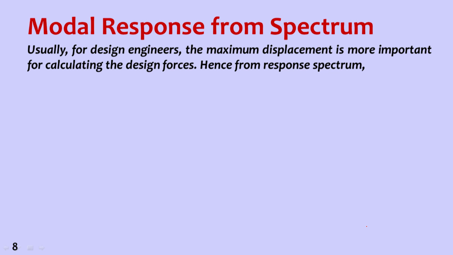Usually for design engineers, the maximum displacement is more important for calculating the design forces. Hence from the response spectrum we get these values instead of the time history. So we get qi double dot plus 2 zeta i omega i qi dot plus omega i square qi is equal to minus Pi ug double dot. Here ug double dot is the ground motion, and P is the mass participation in that mode shape.